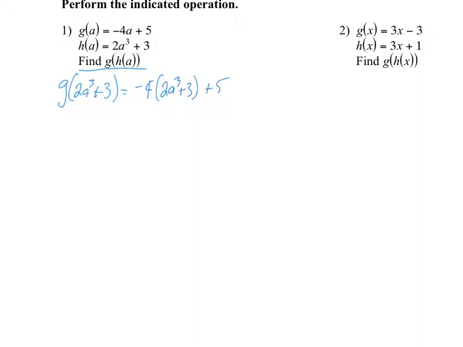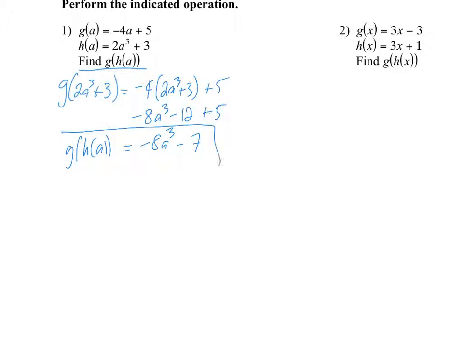So then we're distributing here: negative 8a cubed minus 12 plus 5, and g of h of a gives us negative 8a cubed minus 7.